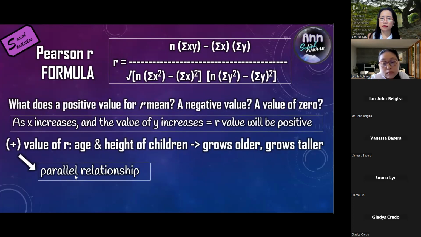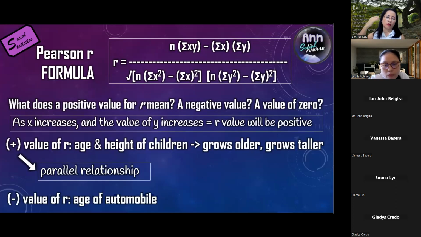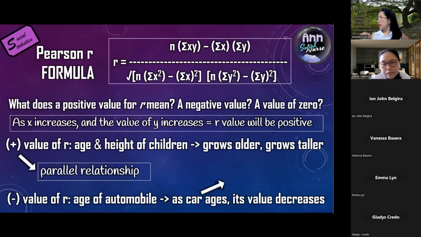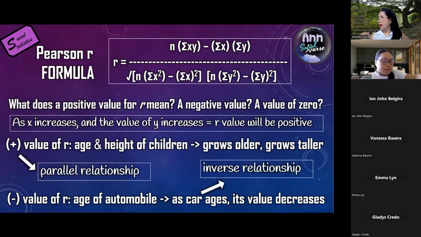It's still a positive parallel relationship even if both go down, as long as the two variables have the same direction. A negative value of r, for example, age of automobile: as a car ages, its value decreases. So there is an opposite direction of relationship. It is inverse. So the value of that is negative.